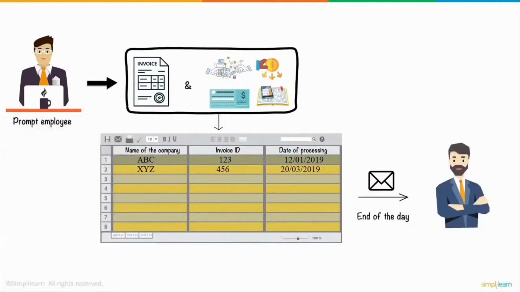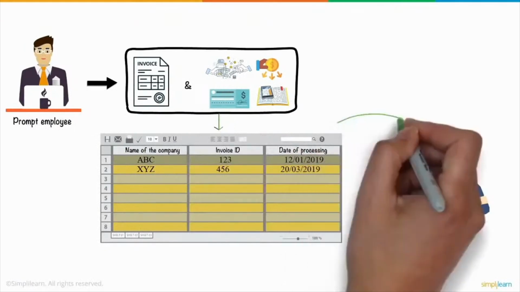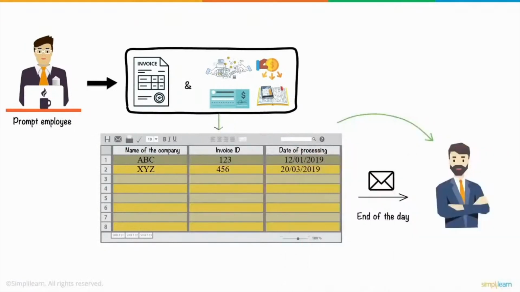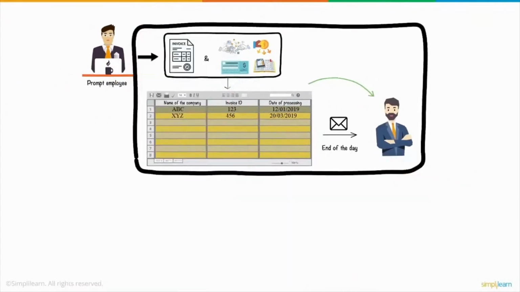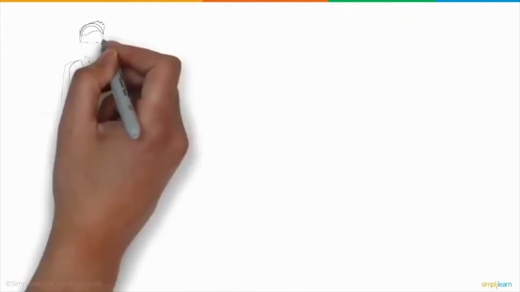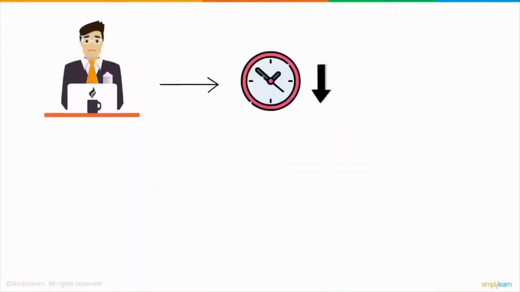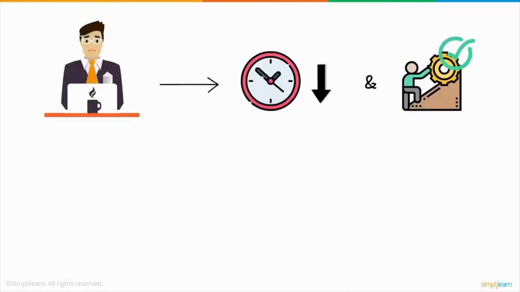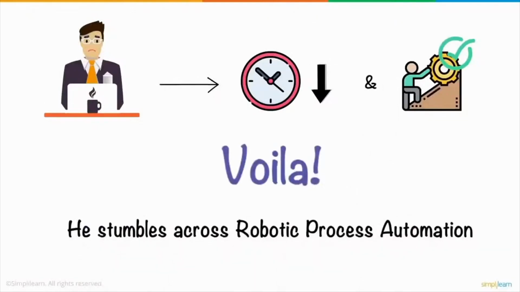As any prompt employee, he transfers all the information to the sheet, attaches the reports, and sends them over to his boss via email every day. But over a period, he starts finding this task to be time-consuming and repetitive. Frustrated, Jim looks for a way to reduce the time and effort it takes to complete the task. And voila! He stumbles across robotic process automation, aka RPA.